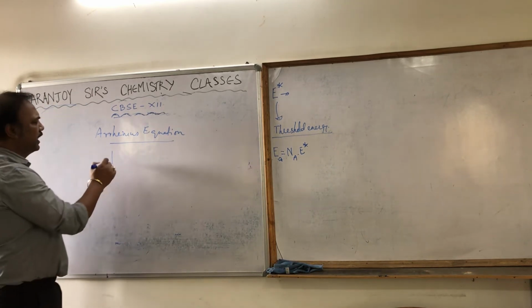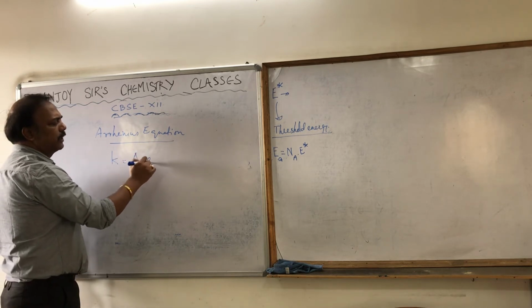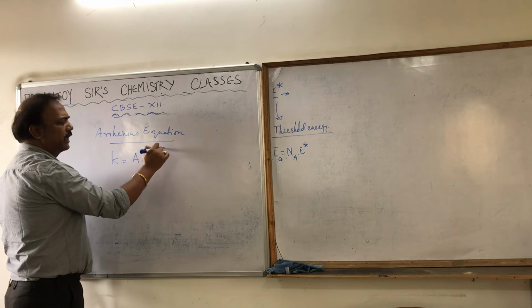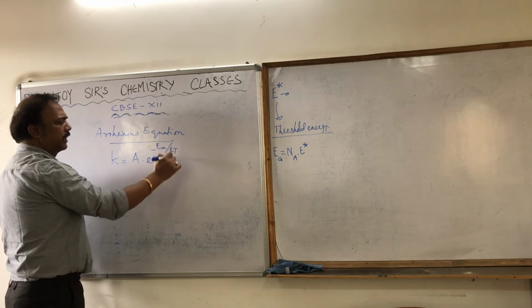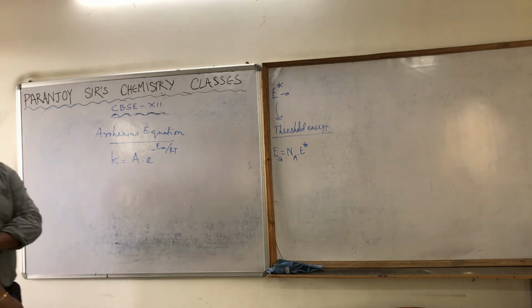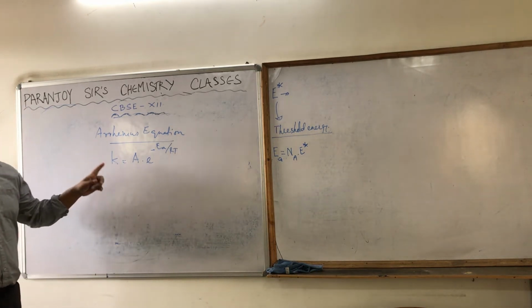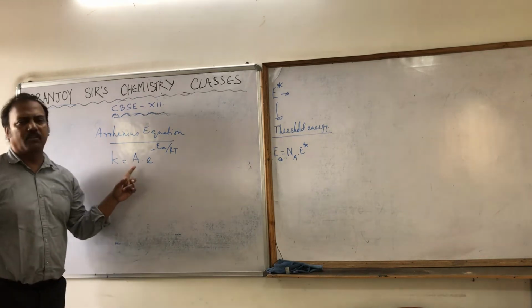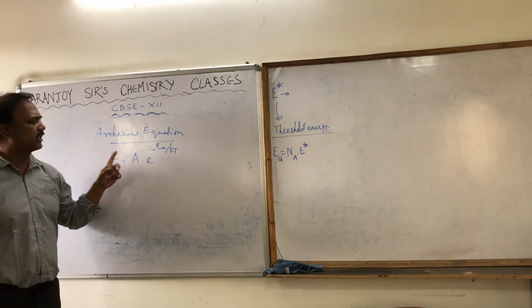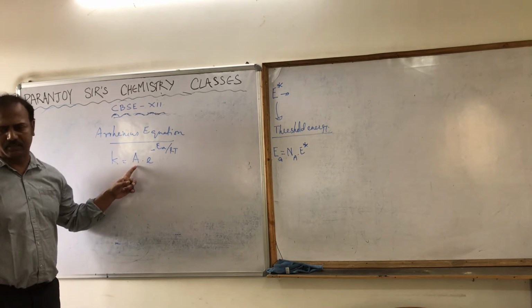K is equal to A into e to the power minus Ea by RT. That is the Arrhenius equation. What is K? K is the rate constant. A is called the frequency factor. That's a constant for a particular reaction, and that is known as the frequency factor. Hope you are noting down frequency factor.